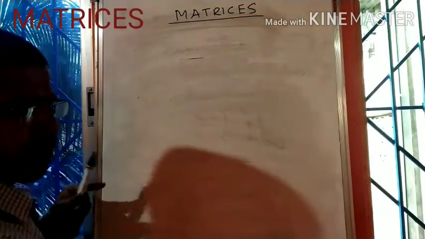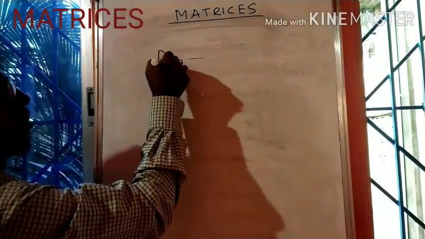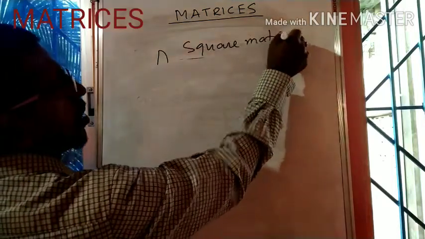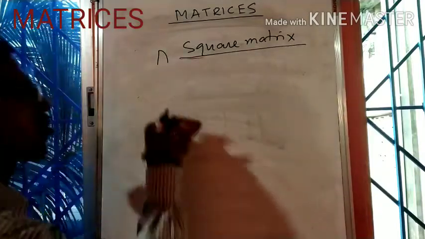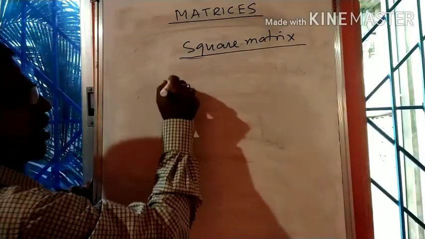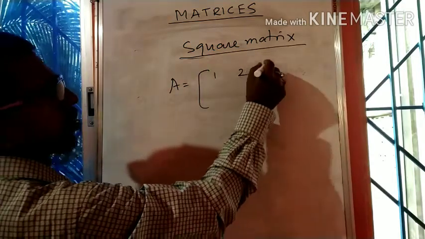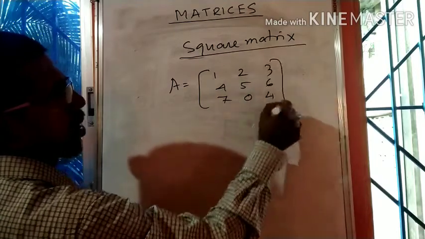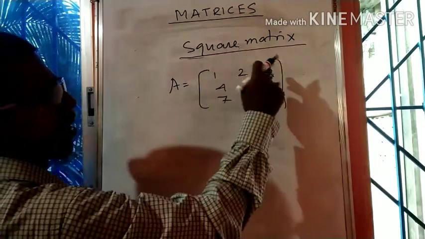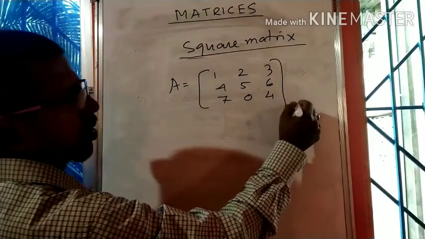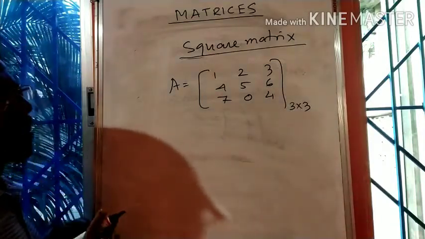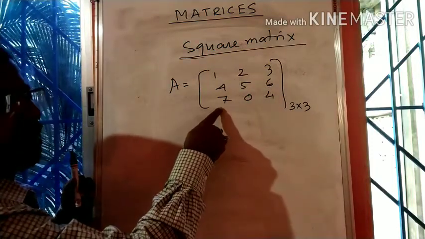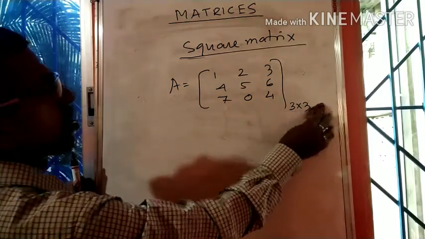After that, you have to know square matrix. A matrix is said to be square if its rows and columns are the same. So next we are going to find out square matrix. A matrix is said to be a square matrix if the number of rows and columns are equal. As for example, 1, 2, 3, 4, 5, 6, 7, 0, 4. So here 3 rows and 3 columns are there. So this is a square matrix of order 3 by 3. Or you can say A is a square matrix of order 3, and 3 means 3 by 3.